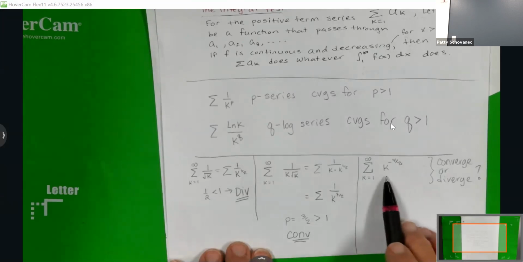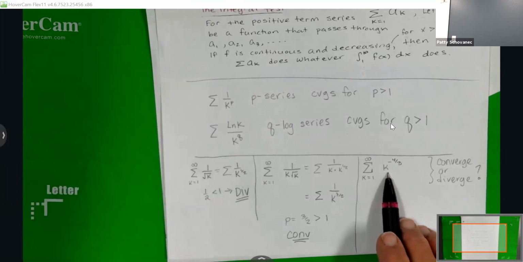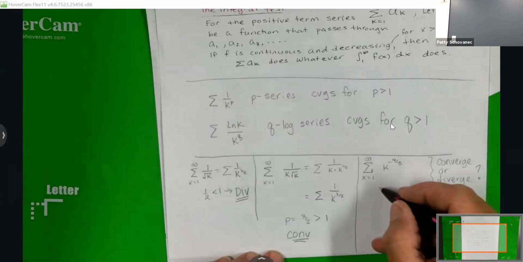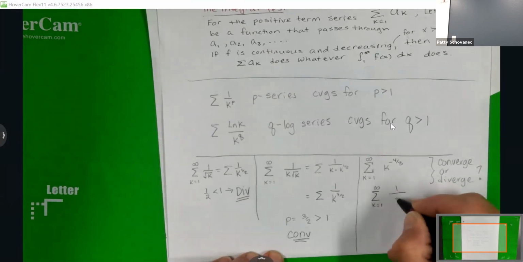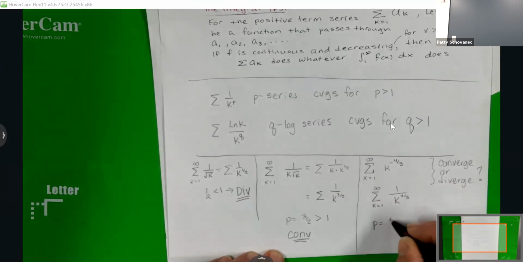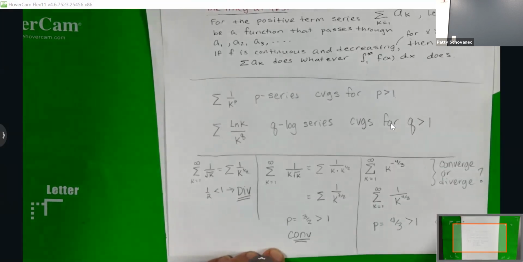The third one is not written as a p-series yet. The p-series has 1 over k to a power, but that's easy enough to fix since my exponent is negative. I can rewrite that as 1 over k to the 4/3, and now I can see my power p is 4/3. By gosh, that's bigger than 1, so it converges.